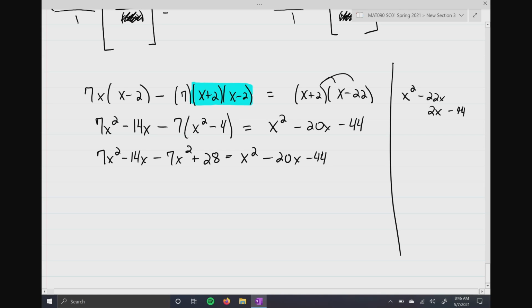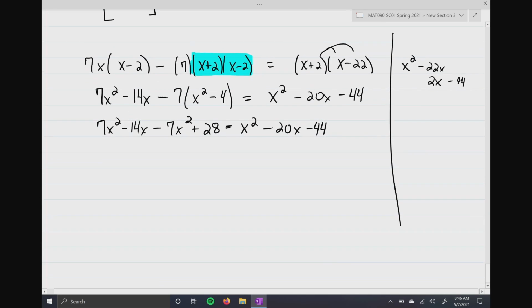So we get a bunch of terms on the left and a bunch of terms on the right. I'm just going to group things on the left and then group things on the right if I can, just to get this to look a little bit simpler. Now on the left-hand side, 7x squared minus 7x squared. They actually cancel out. That's great. So on the left, I have negative 14x plus 28. On the right-hand side, I have x squared minus 20x minus 44.